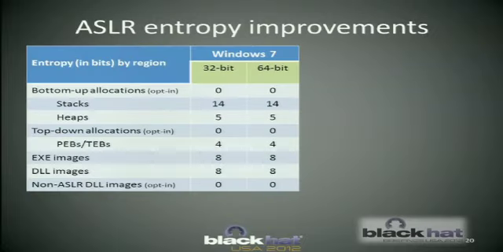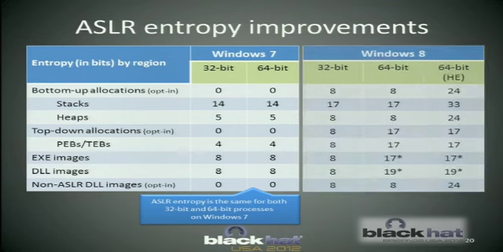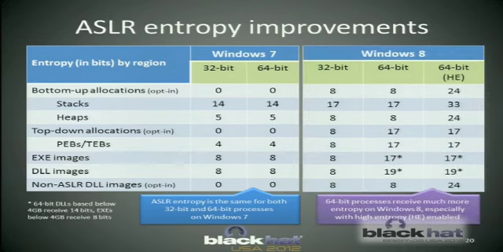So let's talk specifically a little bit about entropy in terms of the improvements that we've made. If you look at Windows 7, we kind of break it down in terms of the different types of memory allocations. And one of the things that's most noteworthy is that bottom-up allocations, top-down allocations, and non-ASLR DLL images all have 0 entropy, just implicitly. And what's also noteworthy is that if you look between 32-bit and 64-bit processes, the entropy is the same, despite the fact, as I mentioned, that their address space sizes are substantially different. Now, as you might expect, on Windows 8 the story changes quite a bit.